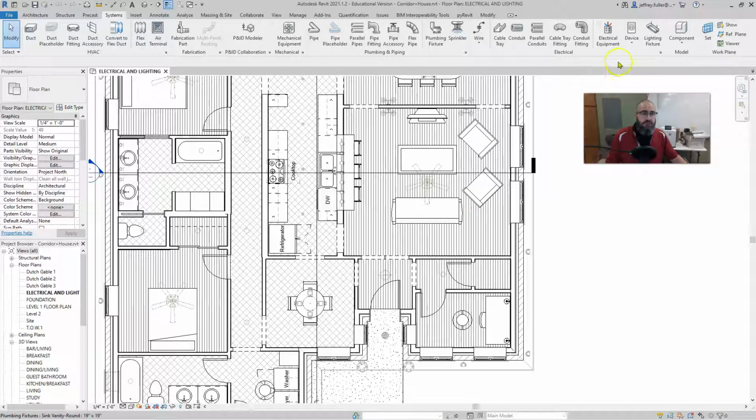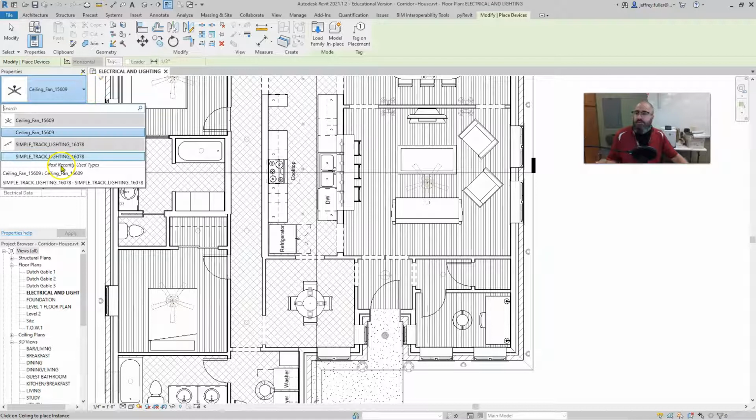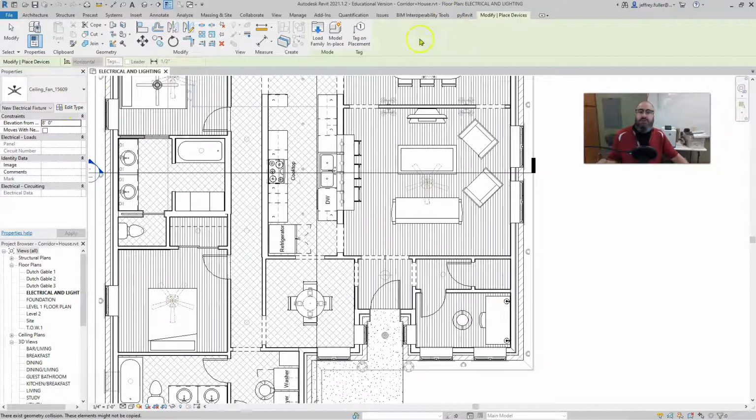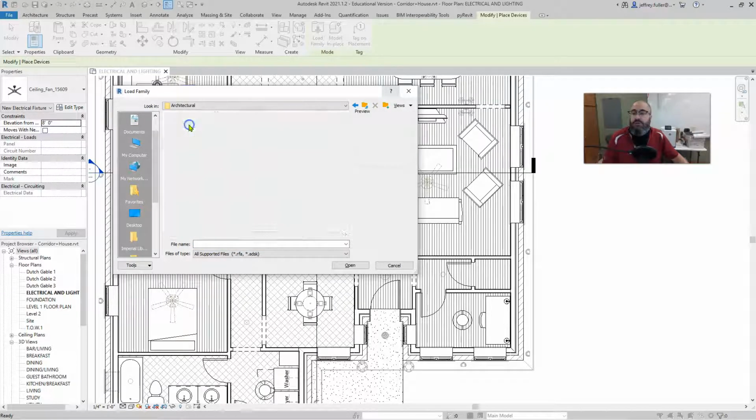So let's look in Revit and see where we actually get these devices. We go into the electrical device, which is under the Systems tab, and we're going to go to electrical fixture. The way I do this is I usually load them all into my plan to begin with. I don't think I've loaded those already, so we're going to load family and then go down to architectural, electrical power, terminals. Okay, it's going to be under terminals.